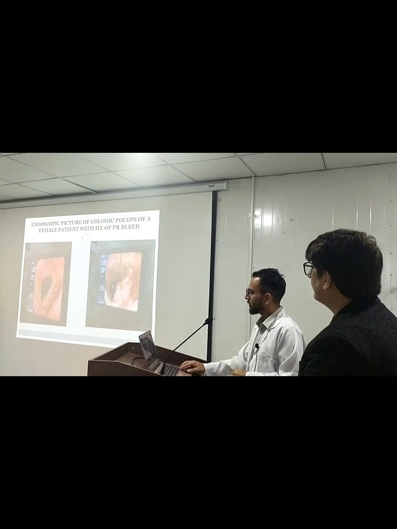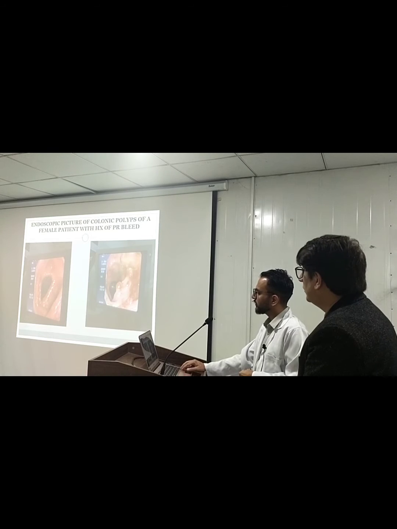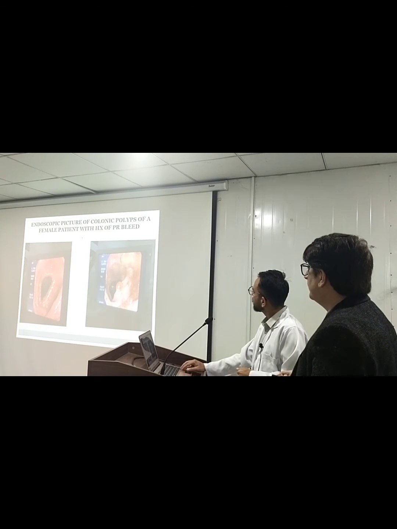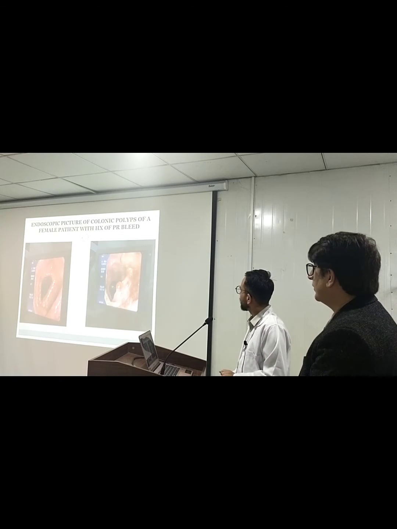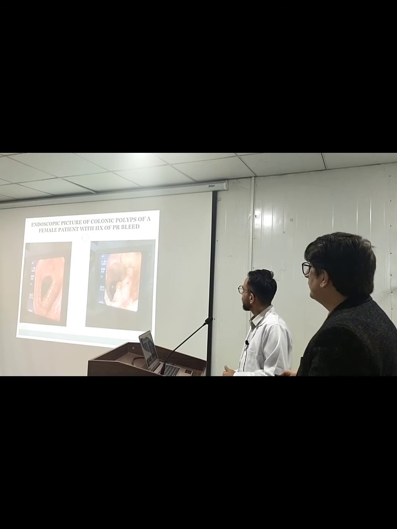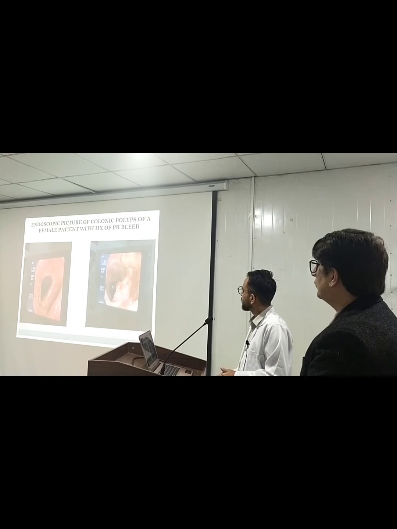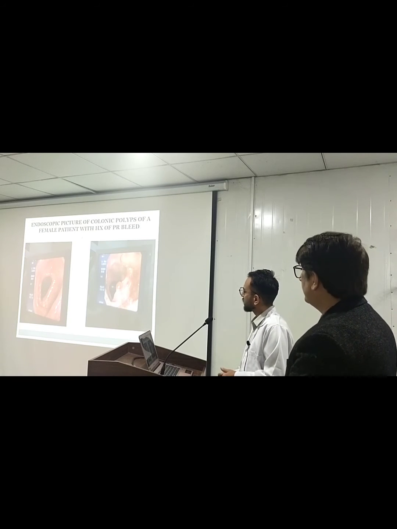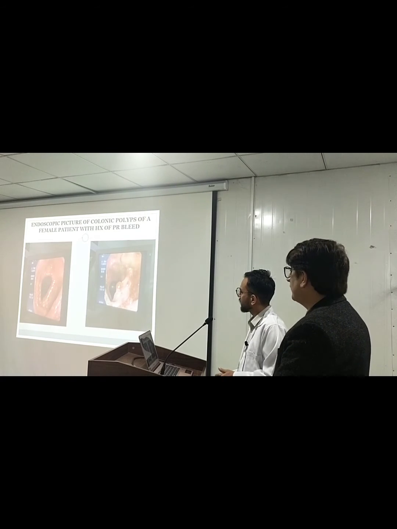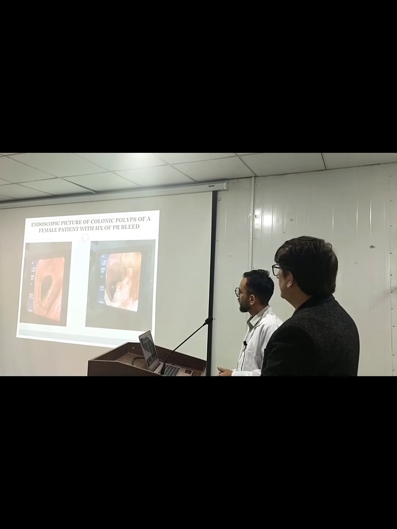Next is an endoscopic picture of colonic polyps in a female patient with a history of PR bleed. This patient was a young lady who presented with melena and hematochezia. This was the picture, though other pictures showed polyposis very well all along the colon. So we took biopsies of the polyps and removed what was possible, up to 5 or 6 polyps. So this was a young lady who presented with melena and PR bleed.